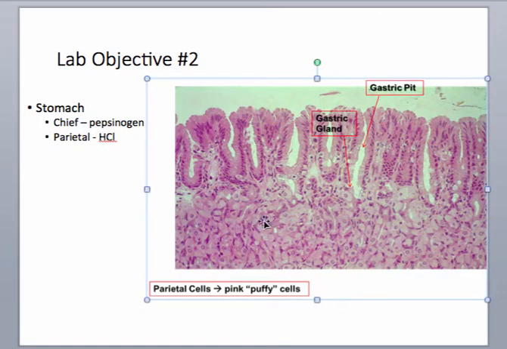So proteins are digested by pepsin, but pepsin is the activated form of pepsinogen, and hydrochloric acid is necessary to activate pepsinogen. So in the stomach, we're looking for columnar epithelial cells arranged in these pits, and then these kind of puffy looking cells at the end of the pits represent parietal cells in the gastric gland. So the gastric gland actually contains the cells that make the gastric juice.